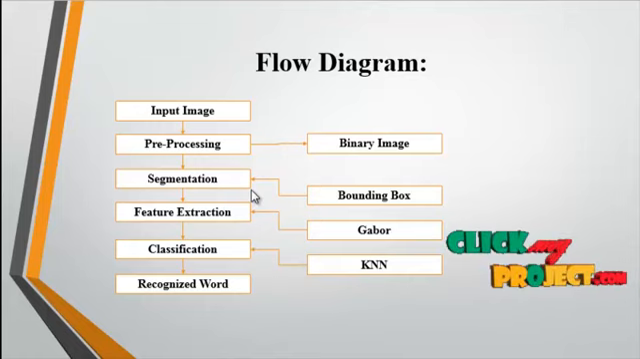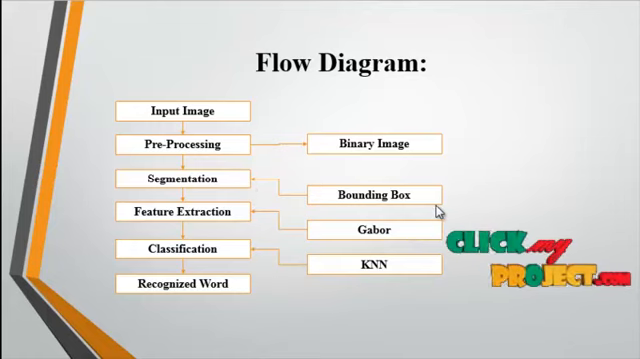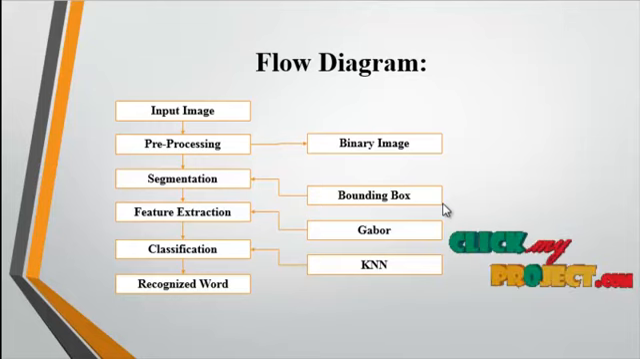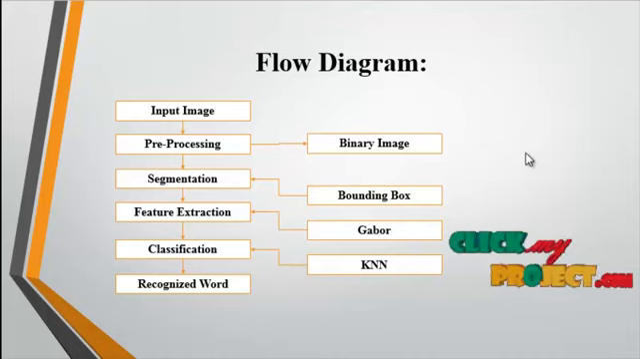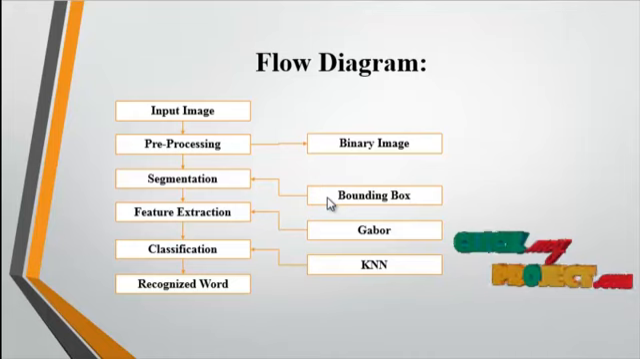After the preprocessing, the segmentation is carried out. In the segmentation part, we apply the bounding box. The bounding box is nothing but the box which is overlaid on each and every letter present in the word. After applying the bounding box, the area of the bounding box is cropped using the cropping tool.